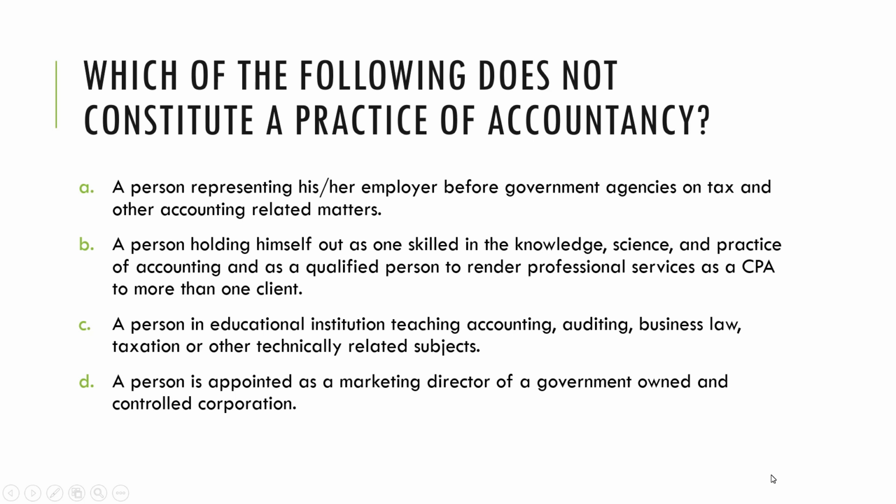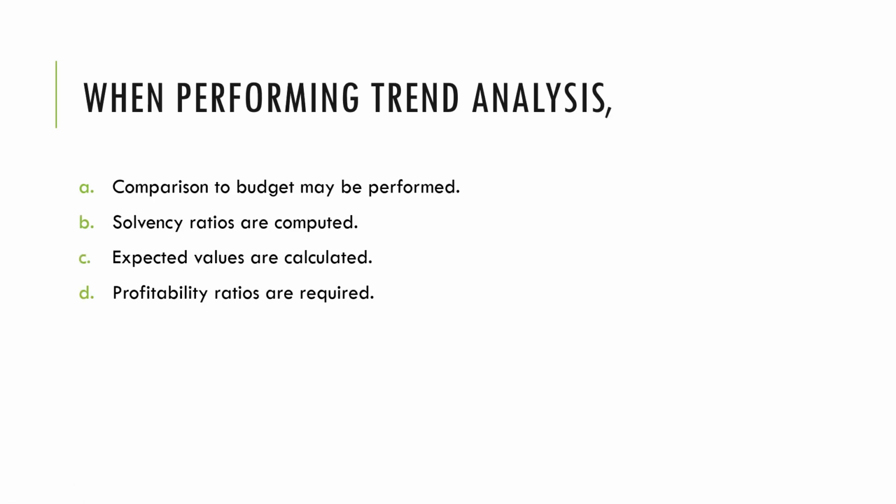Letter D, a person is appointed as a marketing director of a government-owned and controlled corporation is the exception. This is not considered as a practice of accountancy as the position being occupied by this person is not necessarily related to the accounting field or the accounting discipline. So the answer is delta.